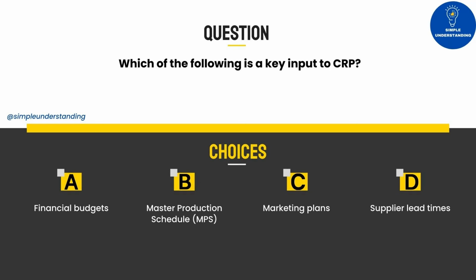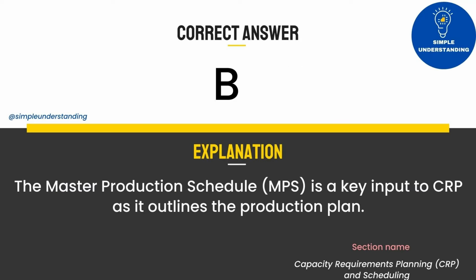2. Which of the following is a key input to CRP? A. Financial budgets. B. Master production schedule, MPS. C. Marketing plans. D. Supplier lead times. Correct answer, B. Overall explanation: The Master Production Schedule, MPS, is a key input to CRP as it outlines the production plan.